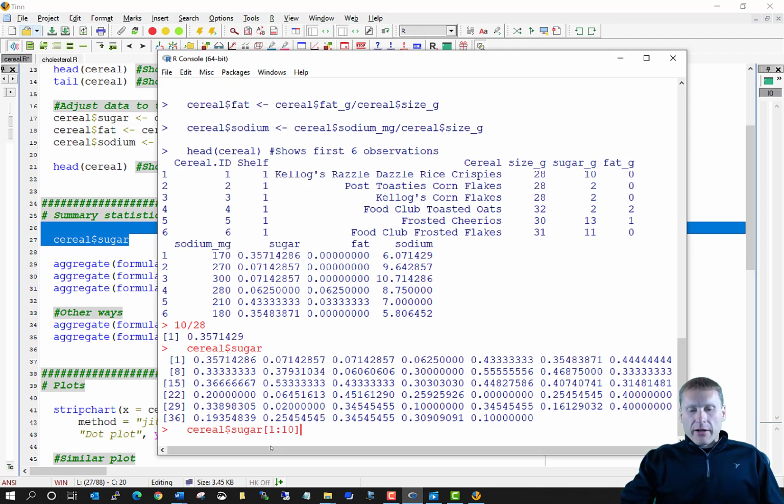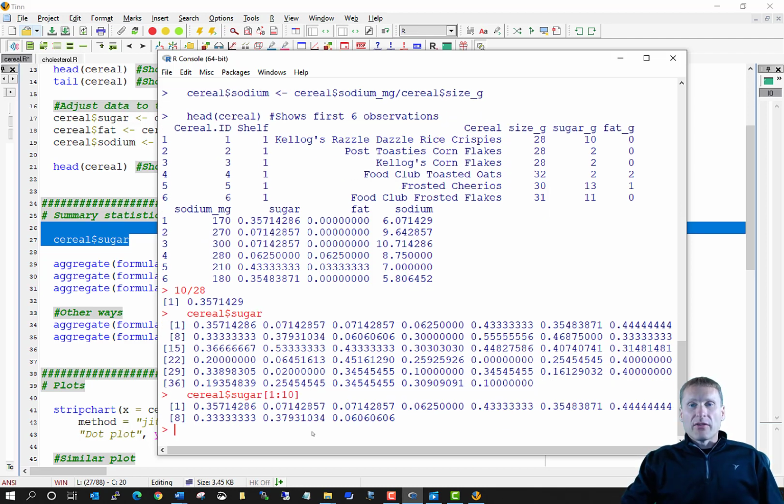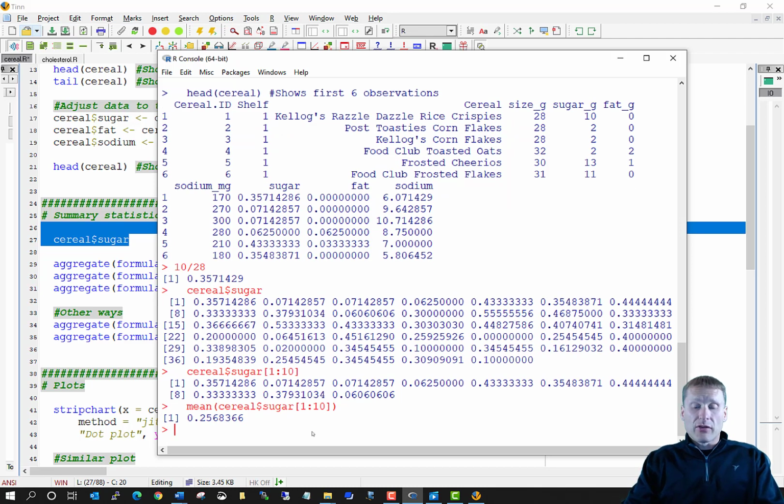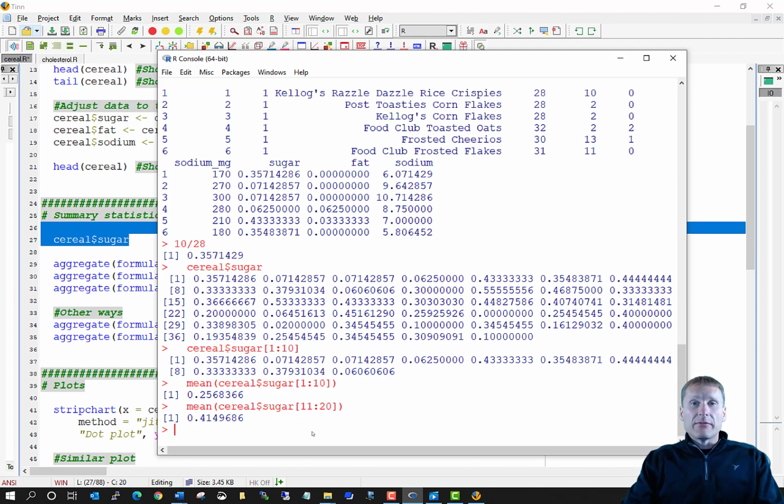Again, as a reminder here, the colon in R represents the word "to." So 1 to 10, "to" as in T-O, will give me the first 10 values. And then I can use the mean function with that. See, the average sugar content, or the mean sugar content, is 0.2568. And then I can go ahead and do that for the next shelf as well. Remember, there's 10 cereals per shelf. That's why I'm going by 10 here, and I get 0.41.